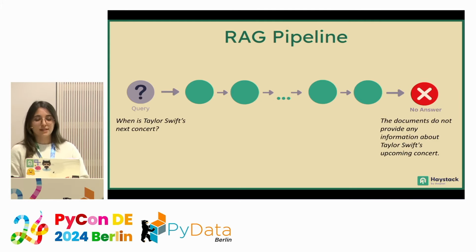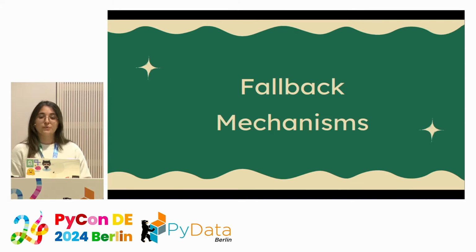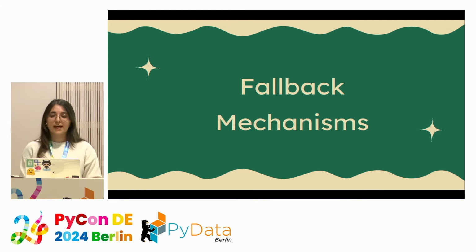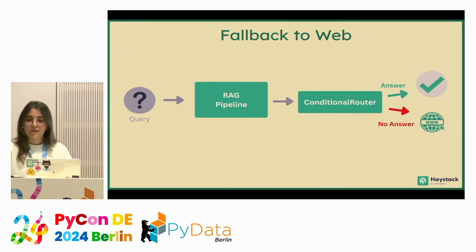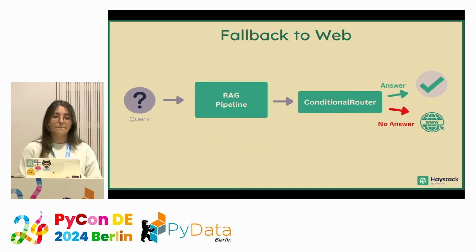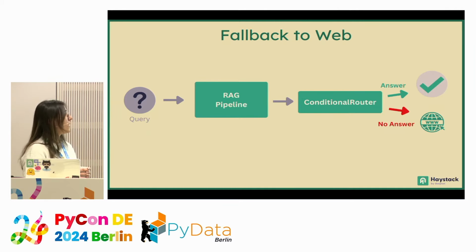And when this is the case, what would you do? You will implement a fallback mechanism. And these fallback mechanisms can act as your safety net and prevent your application from returning no results in a more systematic way. All right, so this is an example of a fallback in a pipeline.